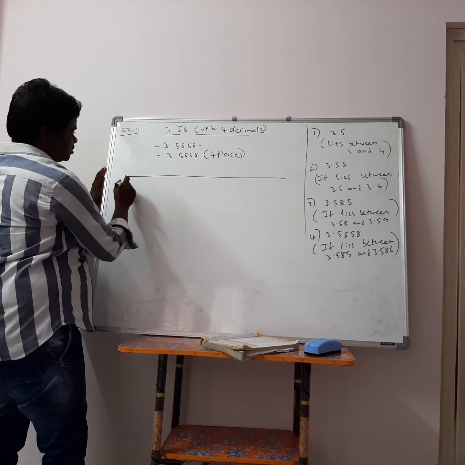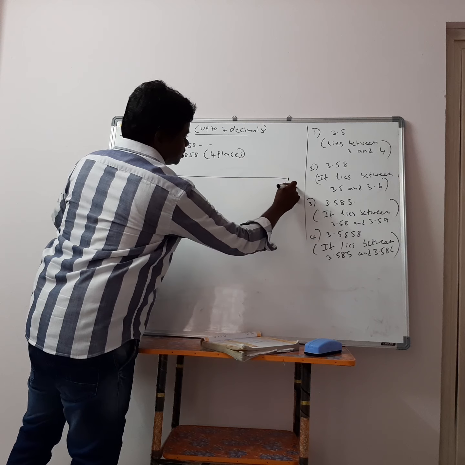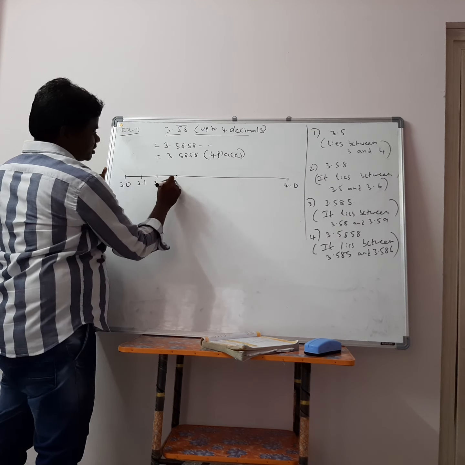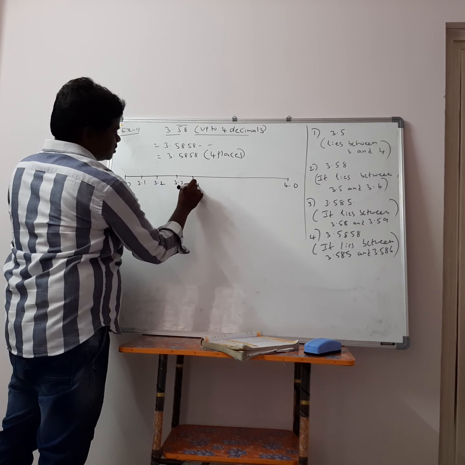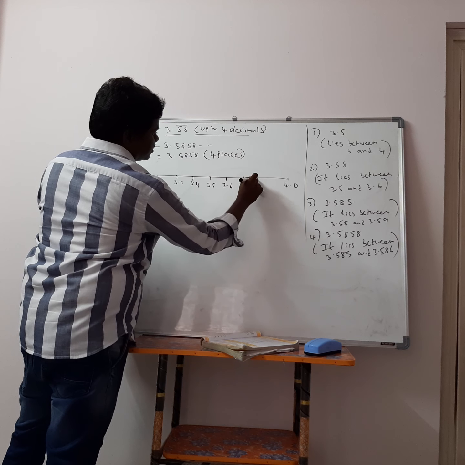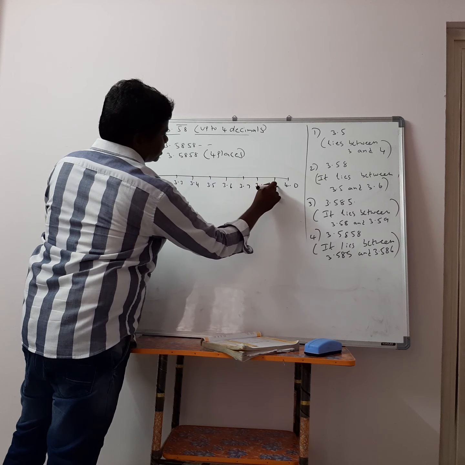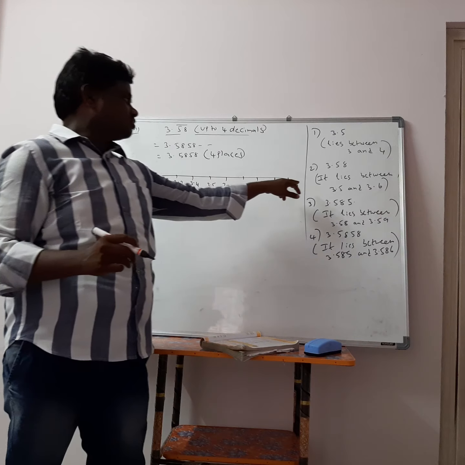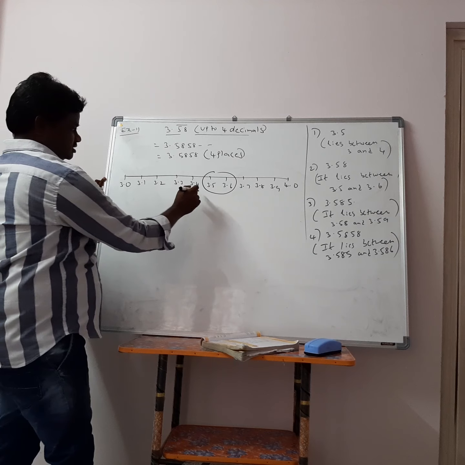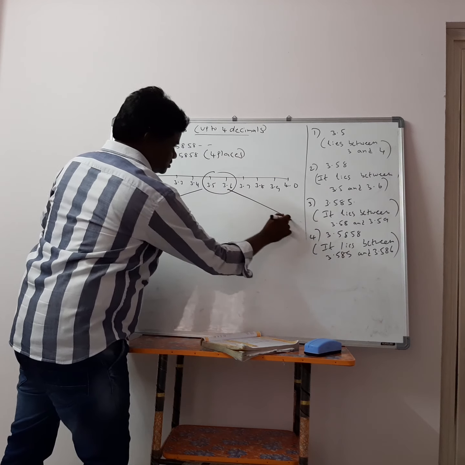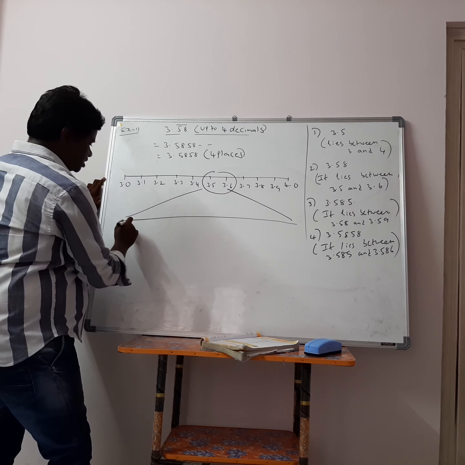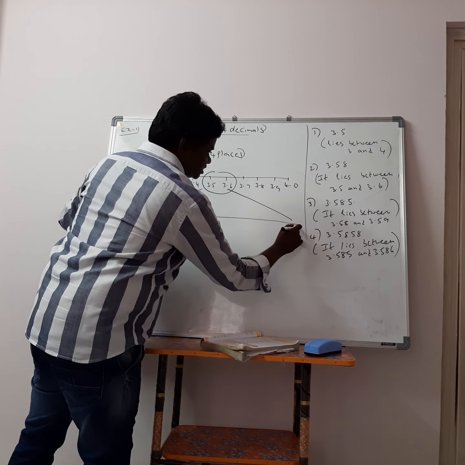That is the algorithm. First step, draw the number line. 3 means 3.0, 4 means 4.0. So you will get 3.1, 3.2, 3.3, 3.4, 3.5, 3.6, 3.7, 3.8, 3.9. Next you have to take 3.5 and 3.6. So this is the second step.